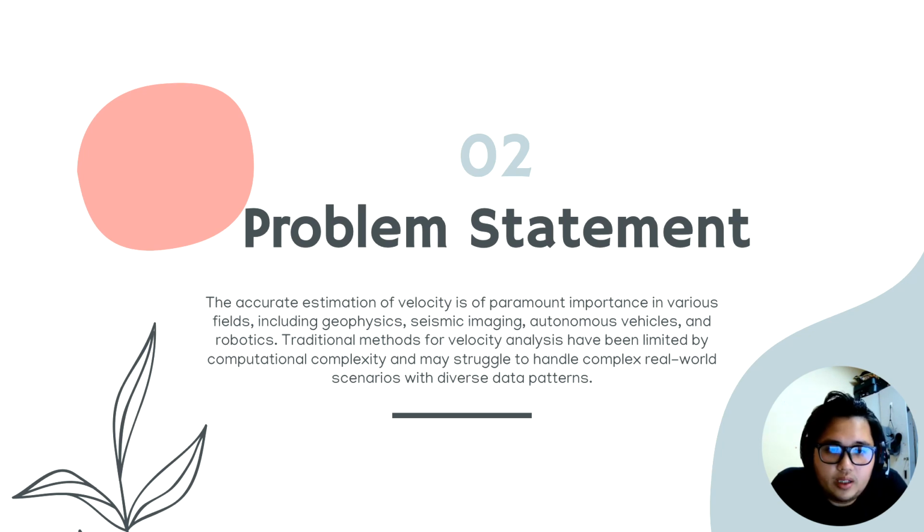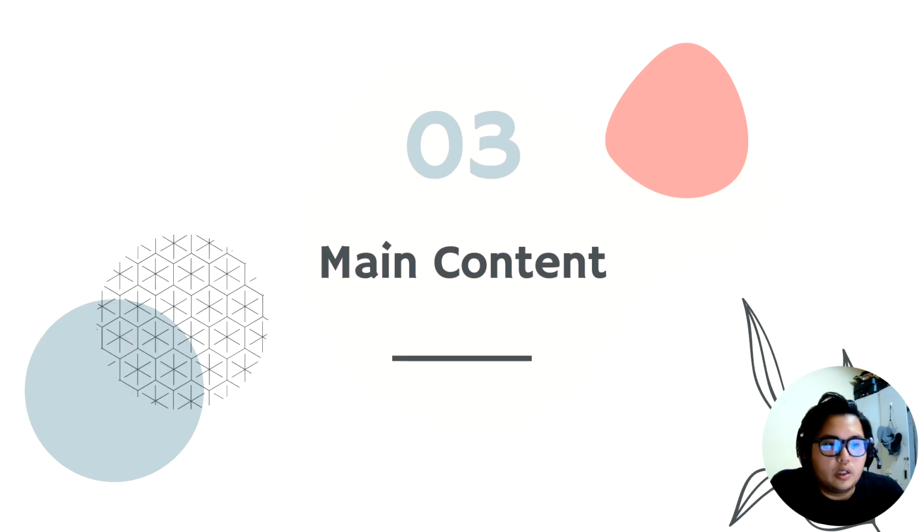Then now I will go to the next part for my paper review, which is a problem statement. The accurate estimation of velocity is of paramount importance in various fields, including geophysics, seismic imaging, autonomous vehicle, and robotics. And then since this is related to the geophysics, so the focus is on the geophysics. Traditional methods for velocity analysis have been limited by computational complexity and may struggle to handle complex real-world scenarios with a diverse data pattern. Next, I will go to the next part, which is main content.